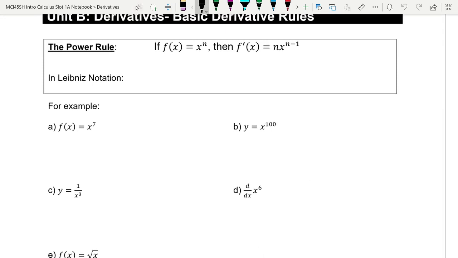If a function of x is equal to x to some power, then the derivative of that function follows this little formula here. In Leibniz notation, you'd say if y equals x to some n, then the derivative of function y with respect to x is equal to, and it's the same formula, n times x to the n minus 1.